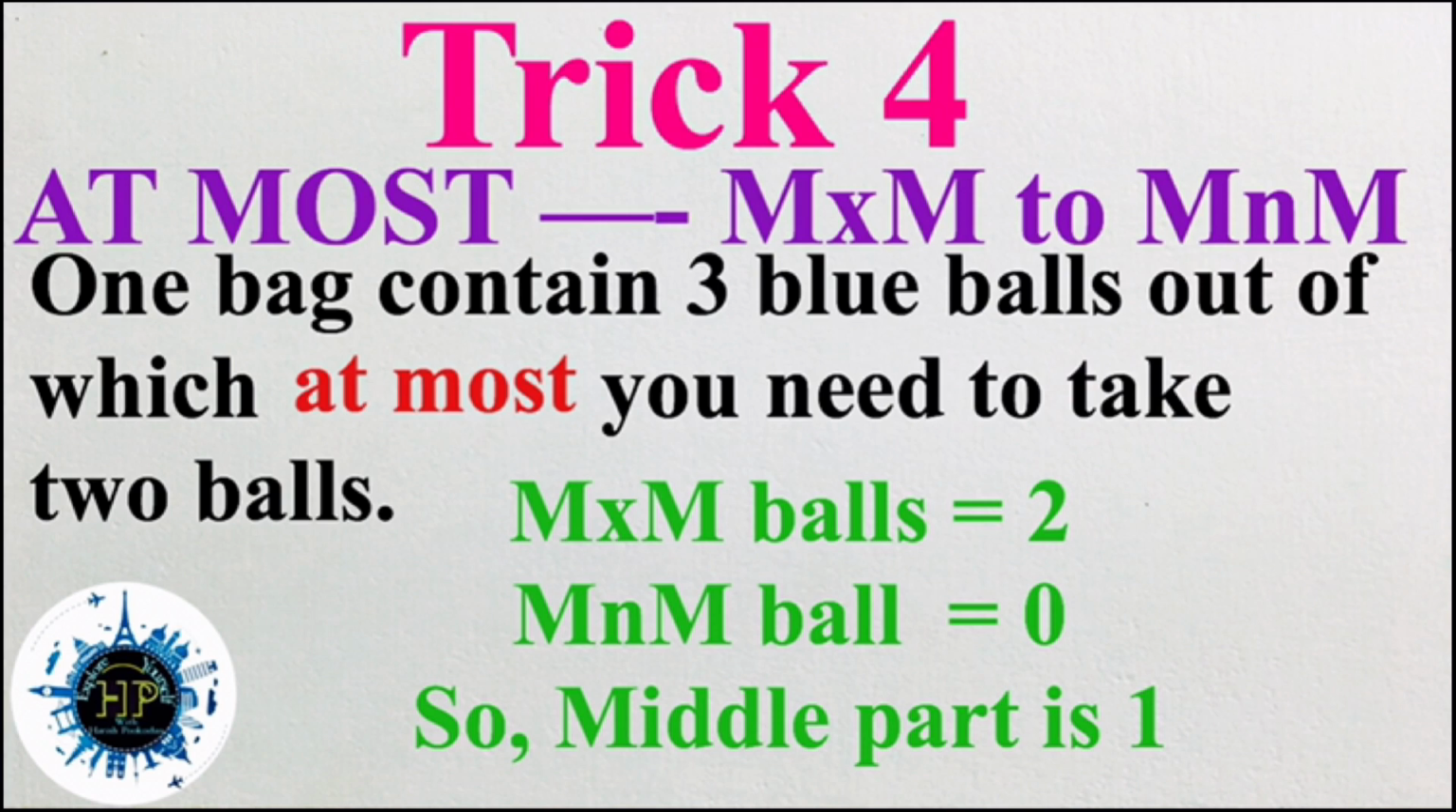So one more probability is there, that is 1, in between 0 and 2. So there are 3 probabilities in this case, that is 2, 1, 0. The maximum is 2 and the minimum is 0. The middle part is 1. So this is about trick number 4.